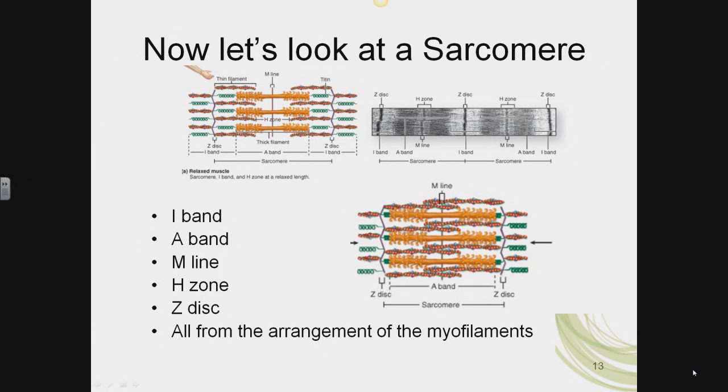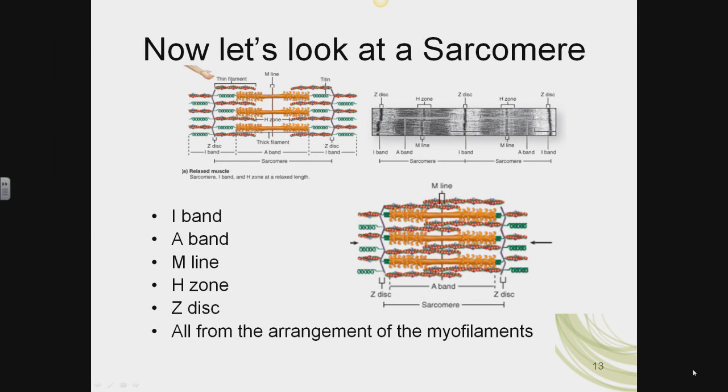What about the H zone? It's a lighter region in the middle of the A band, and it contains thick filaments only, no overlapping thin filaments. So I remember the second letter of the word thick is H, and that reminds me that the H zone consists of thick filaments only. And then the Z disc, of course, is just the border of a sarcomere, and it contains proteins called connectins, and this is where the I bands can attach to the Z disc.